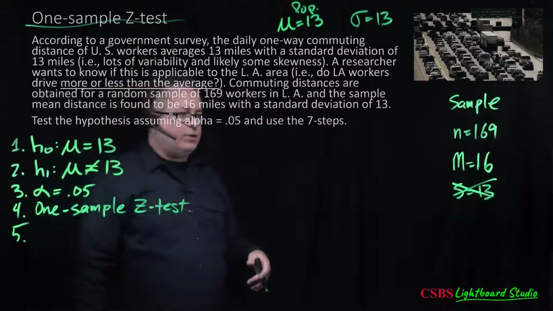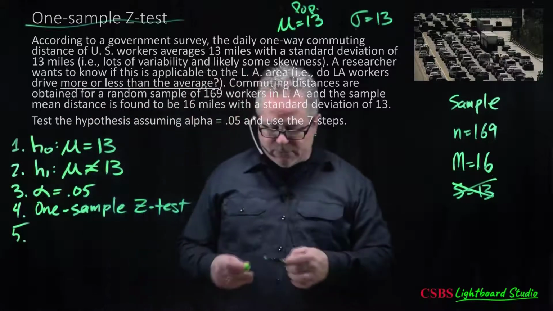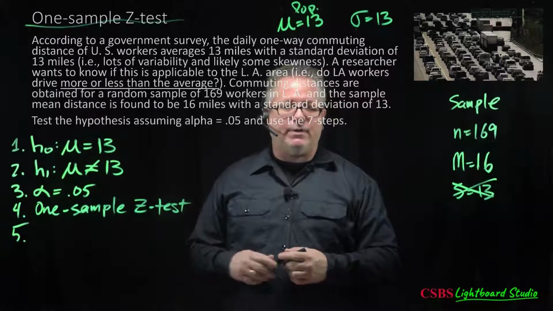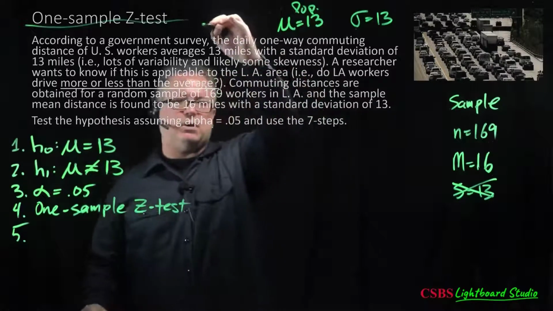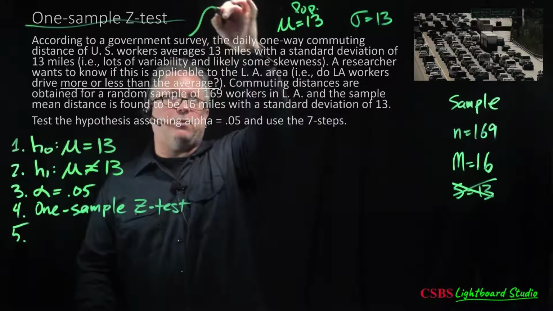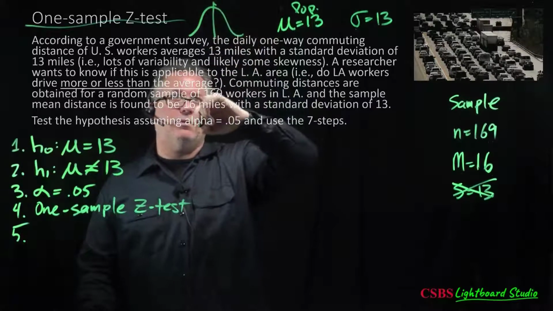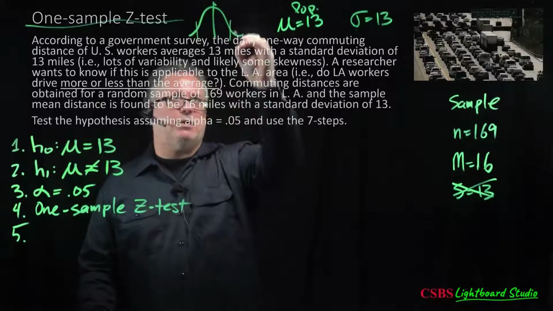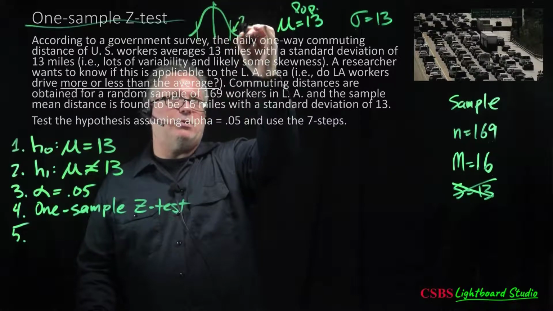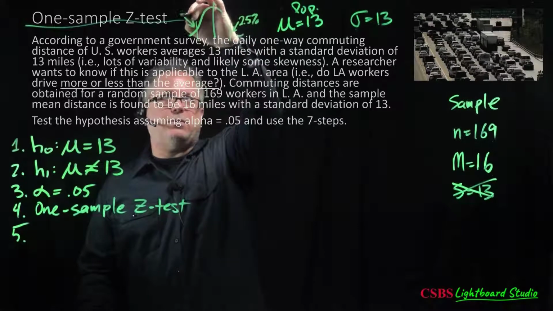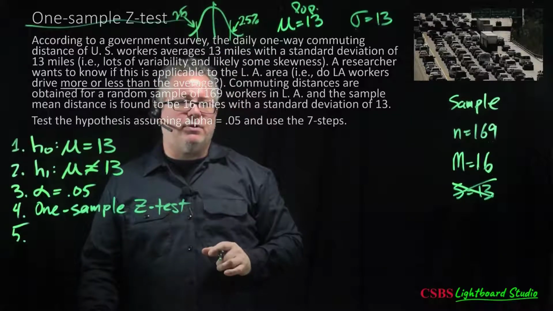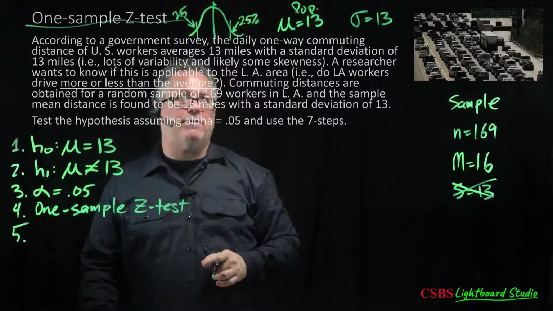Okay? Step 5, we need to know the critical value and state a decision rule. So for that, we've got to think about this for a sec. Alpha is 0.05, so I need to split alpha up into 2 pieces. I need 2.5% up here and 2.5% there, in order for it to be a two-tailed test with alpha equals 0.05.